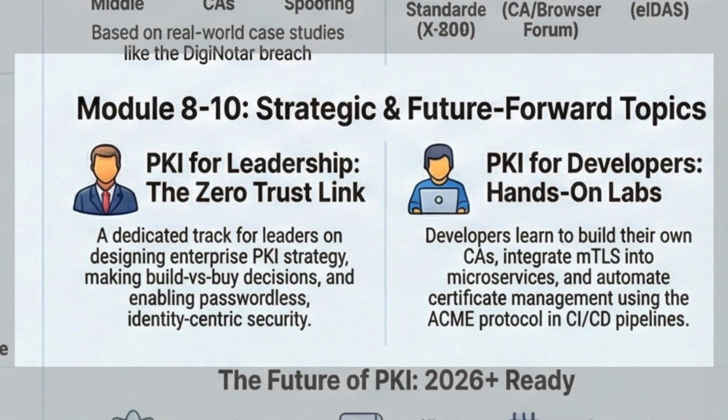Leadership teams need a strategic view of PKI as part of a broader zero-trust approach. Decisions about which identities deserve certificates, how access is segmented, and how life cycles are automated directly influence security posture. When leaders understand PKI, they can support investments in automation, governance, and skills that reduce friction for users while hardening the organization against breaches.